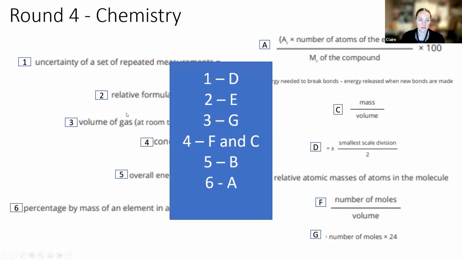There we go. So 1 matches up with D. That is mainly for separates. Okay, so don't worry if you're combined. That's normally a separate thing. 2 was E, so I've got here. 3 was G. It was number 4, the concentration, that has 2 equations that you can use. And then number 5 was B, and number 6 was A. Okay, these are your common equations that you have to remember for chemistry.